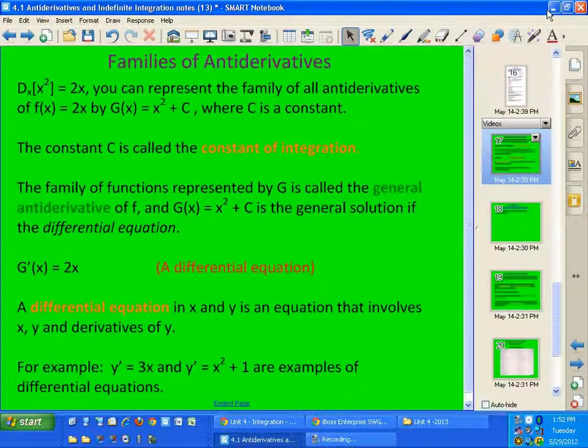Hello and welcome to section 4.1, Antiderivatives and Indefinite Integration. Basically, what we're going to do in this section is reverse the process of differentiation. That's why this is called antiderivatives.